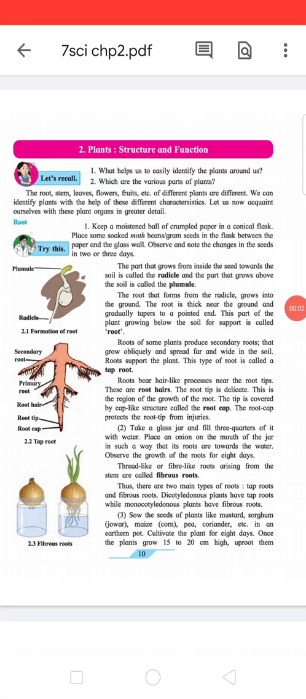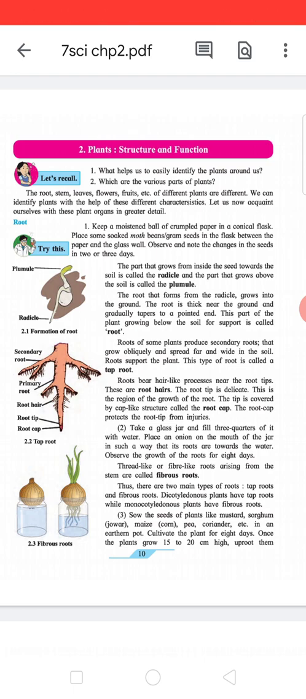Hello, friends. So, today we are going to discuss Class 7th Science, Chapter 2: Plants, Structure and Function. Heading: Let's recall. 1. What helps us to easily identify the plants around us? 2. What are the various parts of plants?